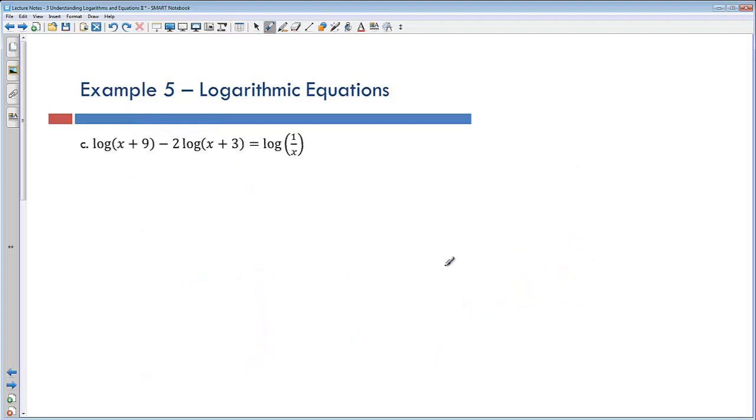So now in the next one, it gets a little bit more complicated. Notice the difference here is now you have a 2 here. And on this side, instead of a number, you have another logarithm. So here we have the log of x plus 9 minus 2 times the log of x plus 3 is equal to the log of 1 over x.